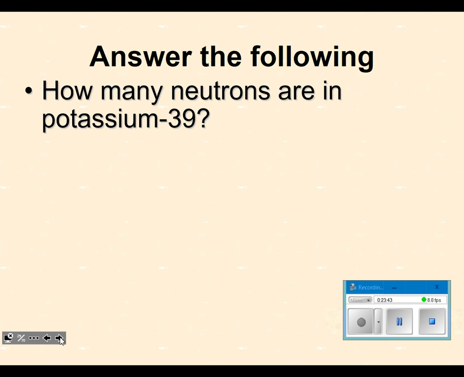How many neutrons are in potassium-39? Potassium is 19 on the periodic table. To find neutrons, I take my mass number minus my protons, which you could also say is your mass number minus your atomic number. That means the same thing. So here I have 39 minus 19, so I'd have 20 neutrons.